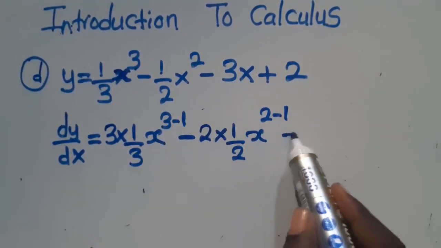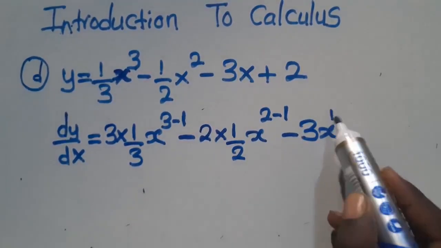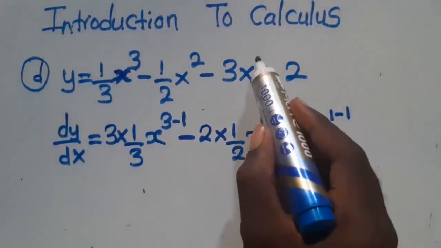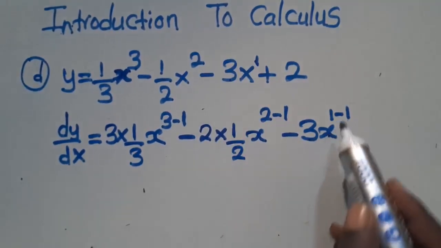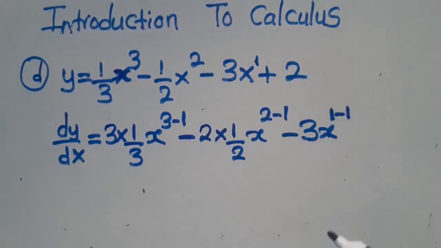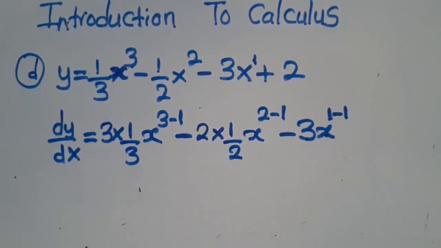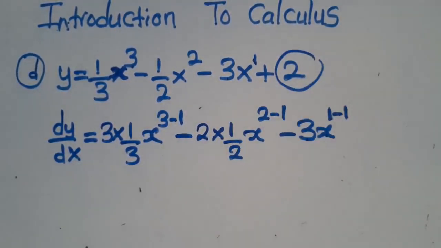You've got this one minus 3x. There, that is 1 minus 1. There is a 1 there. 1 times 3, it is 3x. Then 1 minus 1. This is what you're going to have. Then under differentiation, you cannot differentiate a constant number. So you just forget about that number because you cannot differentiate a constant number. A constant number cannot be differentiated.